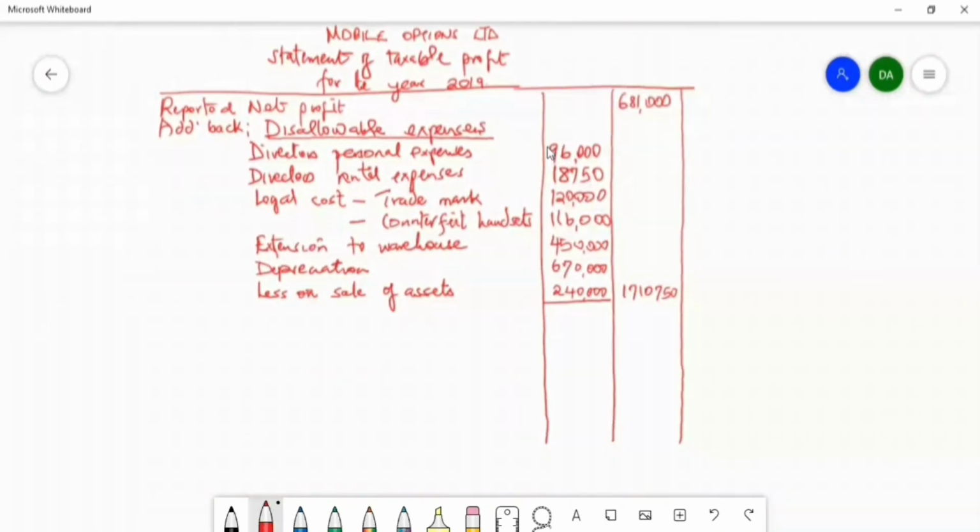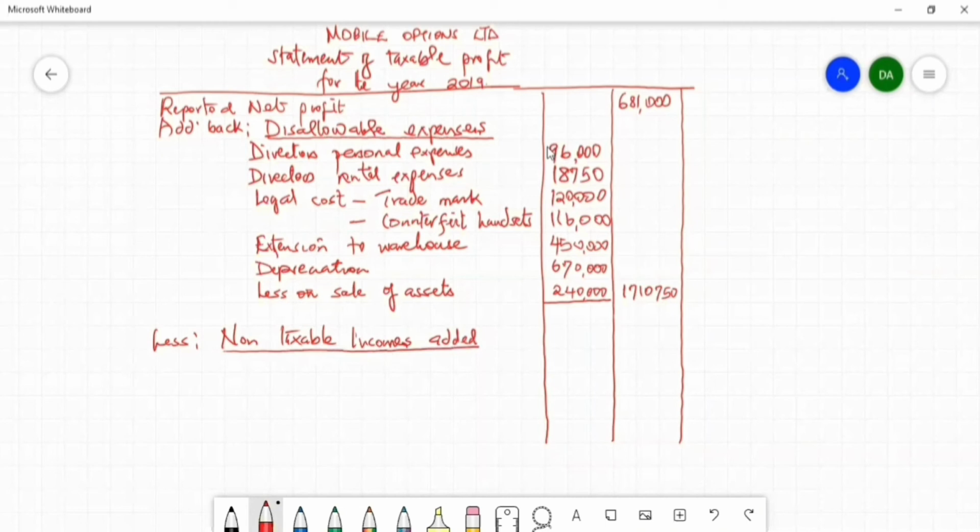The next step is therefore to subtract or deduct. The next step is to deduct non-taxable incomes added or included. So non-taxable incomes added in this situation include the following.